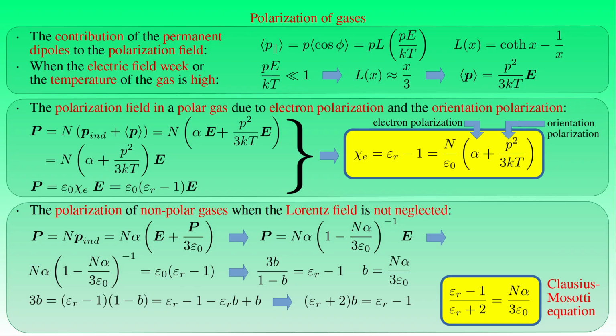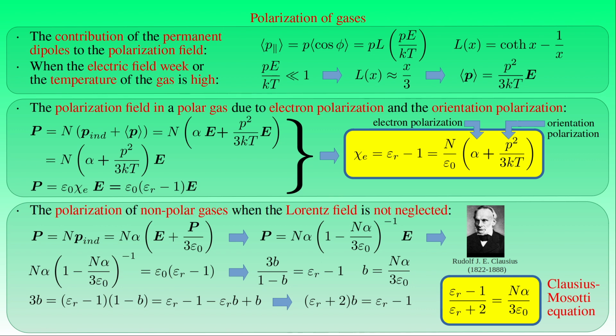The equation was named after two scientists. The first one is Rudolf Clausius, one of the founders of thermodynamics, who in his study on the interaction of electric fields with matter introduced ideas about how individual molecules contribute to polarization, and recognized that the field acting on a molecule differs from the externally applied field.